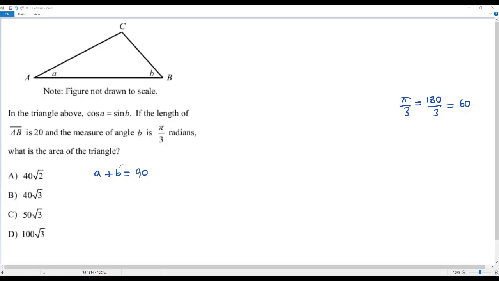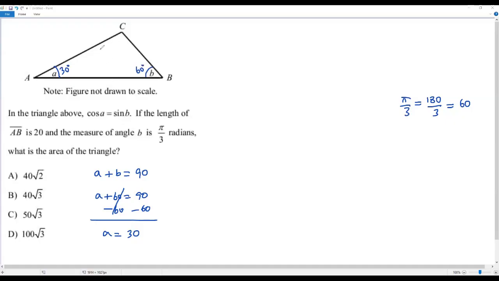Now we can plug in this 60 for B over here. Then I'm getting A plus 60 equals 90. Let me subtract 60 from both sides to solve for A. Then 60 minus 60 will cancel. A equals 90 minus 60. I'm getting 30. Okay, now I've got the angle measures. The angle measure lowercase a is 30 degrees and the angle measure lowercase b is 60 degrees.